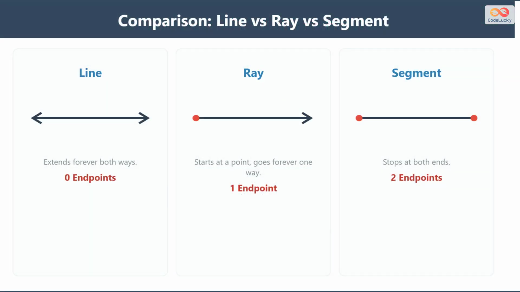Let's compare the three main types. A line has 0 endpoints and goes forever. A ray has 1 endpoint and goes forever in one direction. A segment has 2 endpoints and stops at both sides. It is the only one we can fully measure.